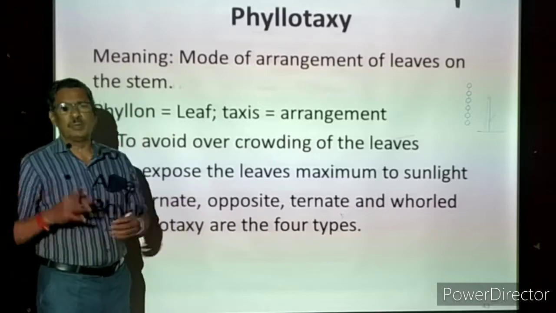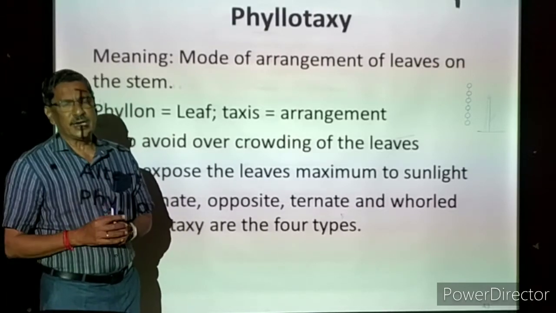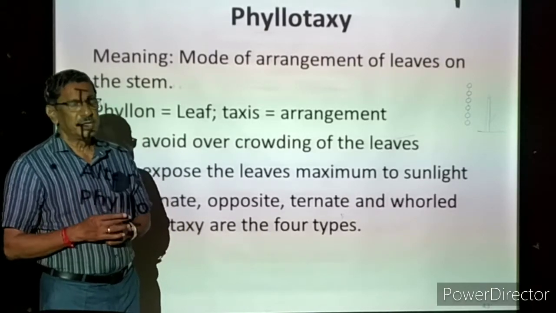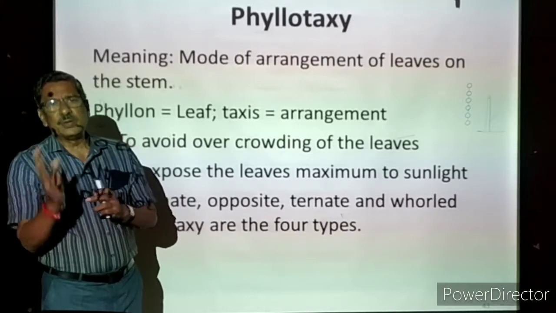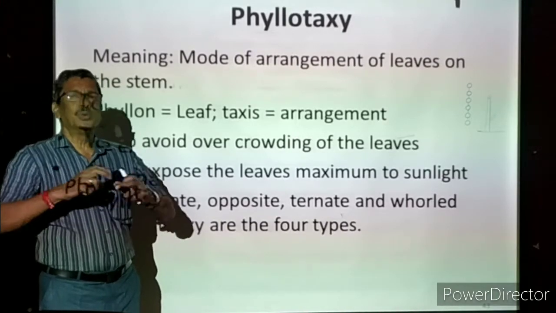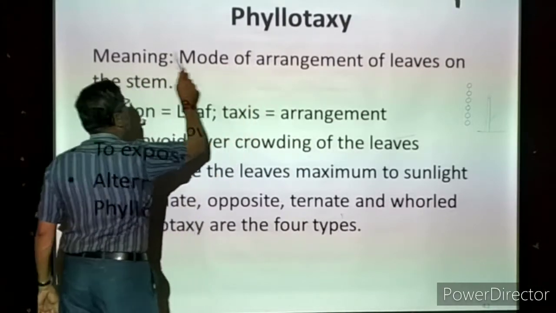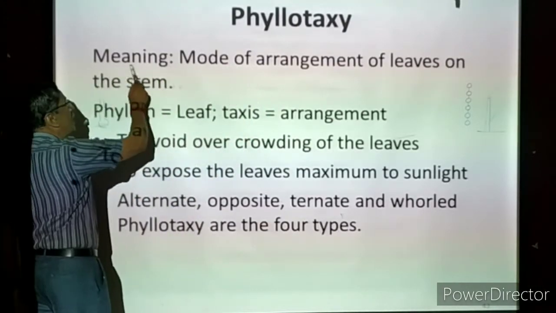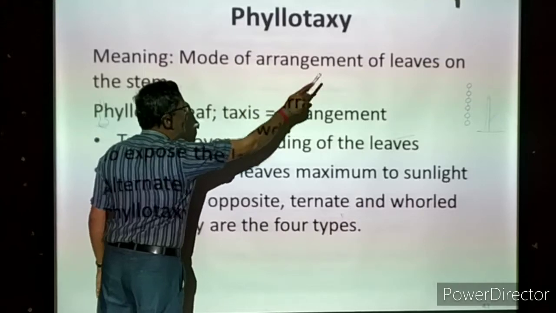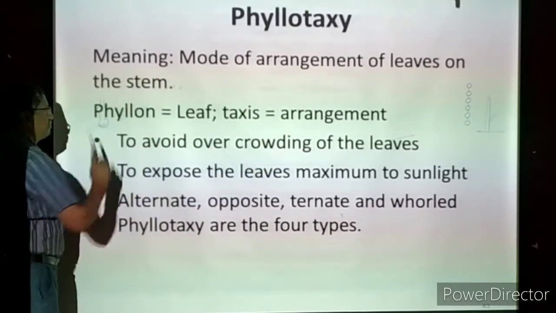For example, you are seeing one plant, one small branch you are cutting, one small stem branch, but leaves will be there. Whether the leaves are on both the sides or one side, how the leaf is there, how they are arranged, that arrangement what we are studying is called phyllotaxy. So phyllotaxy is the mode of arrangement of leaves on the stem.